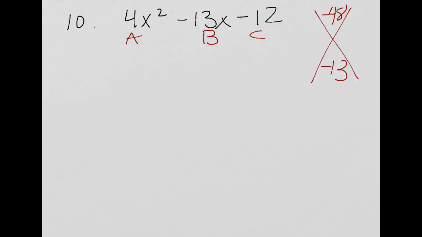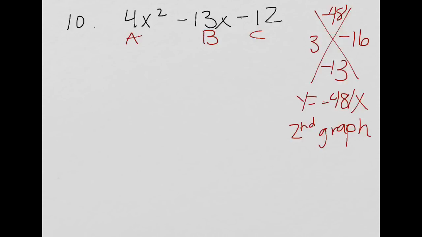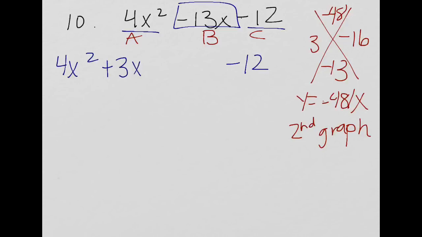So if you go to y equals negative 48 divided by x, and you go to second graph, and you're looking at your whole numbers, I'm looking for a pair that adds up to negative 13. And I see a 3 and a negative 16. That seems to work. So I'm going to take my first and last, but instead of negative 13, I'm going to put 3x and negative 16x. And now I have 4 terms.